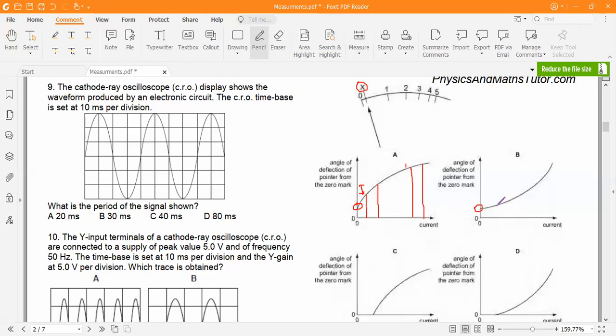However, on the other side in B, there is less deflection over here and more deflection at the end. If B was true, then in that case, it would look like this. So it will be 0 over here, 1 over here, 2, 3, and then 4 somewhere over here. This would be the case if B was true. But since the deflection is decreasing as current is increasing, we will go with A. So option A is the correct option.